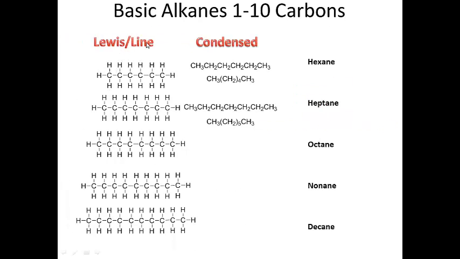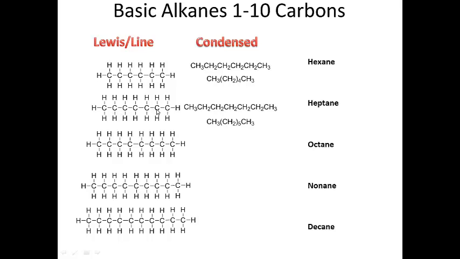Alright, so here's 6 through 10. Notice the Lewis and line structure. Lewis structure is the same. For hexane, Lewis and line basically mean the same thing. So notice here, all of your carbons are shown, all of your hydrogens are shown, right? If a carbon is not terminal, then that carbon is basically a CH2. If it's terminal, then it's a CH3. Look at the condensed form for hexane as well as for heptane.